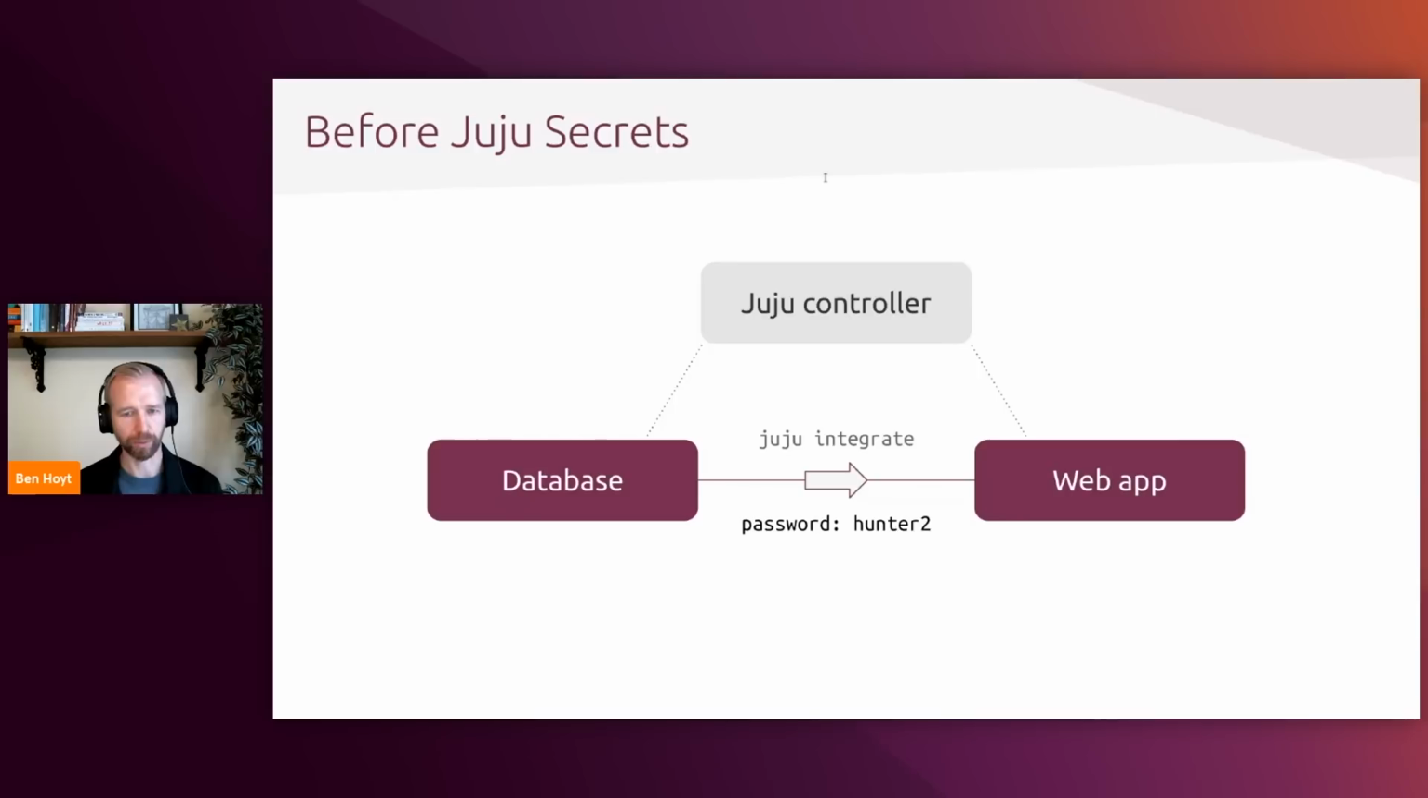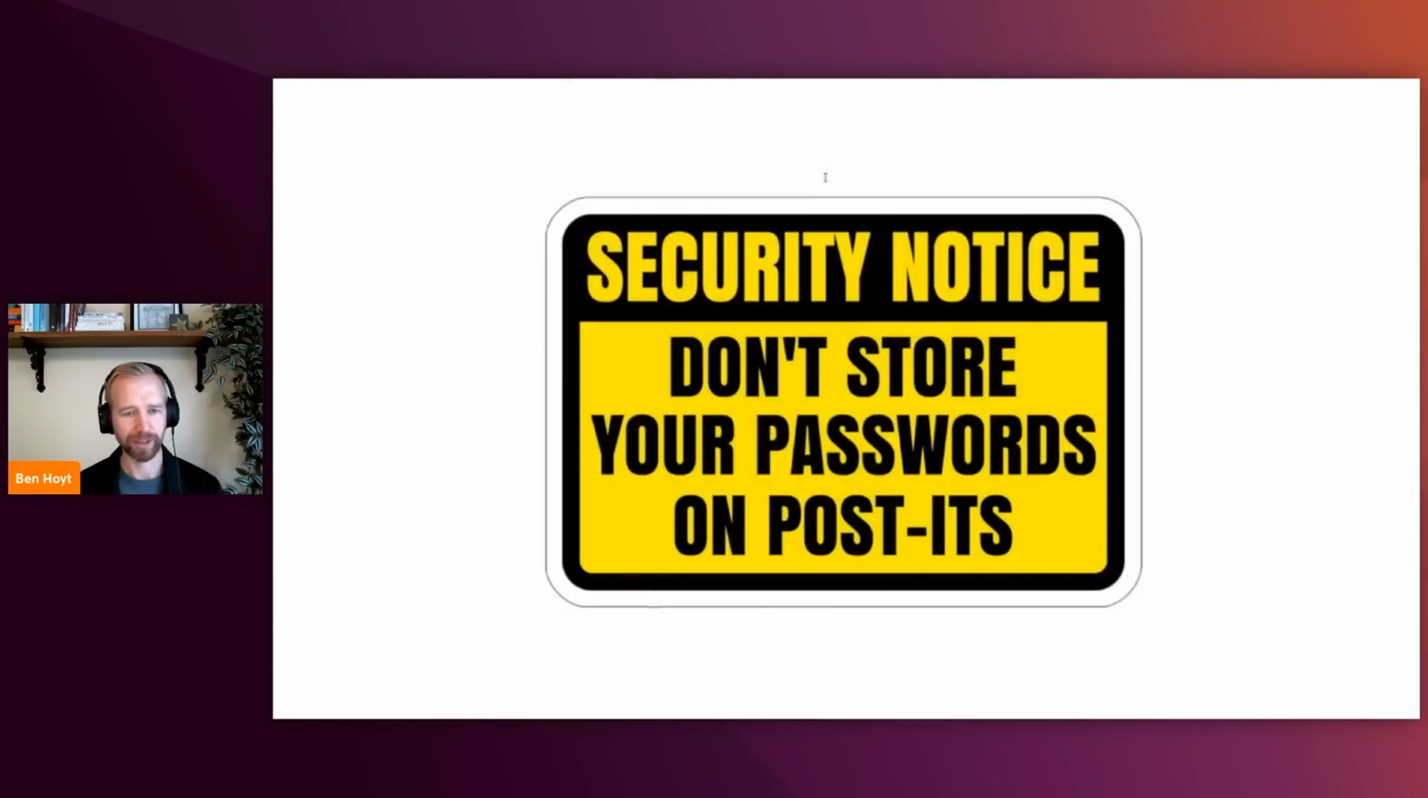So here in this example, the administrator types juju integrate database web app, and the super secret password hunter2 is shared using relation data between the database and the web app. So the web app knows the password it should use to connect to the database after that. Problem is, we shouldn't be sending passwords in the clear. We shouldn't be writing our passwords on post-it notes, as it were. So we introduced Juju secrets to fix that.